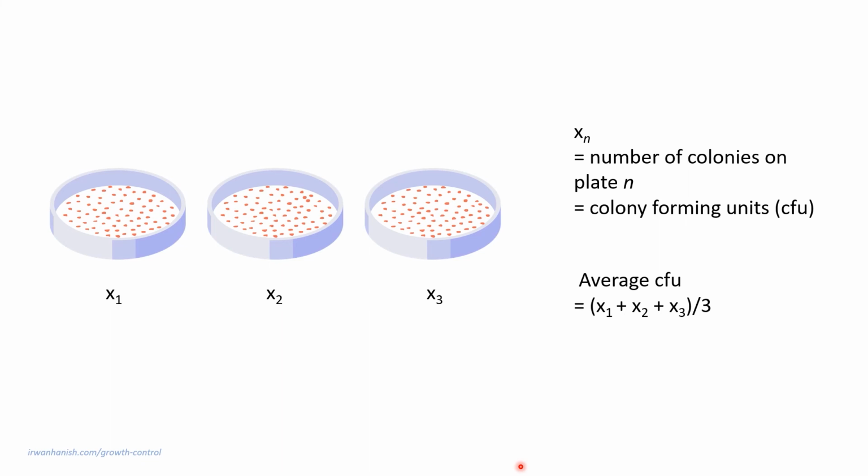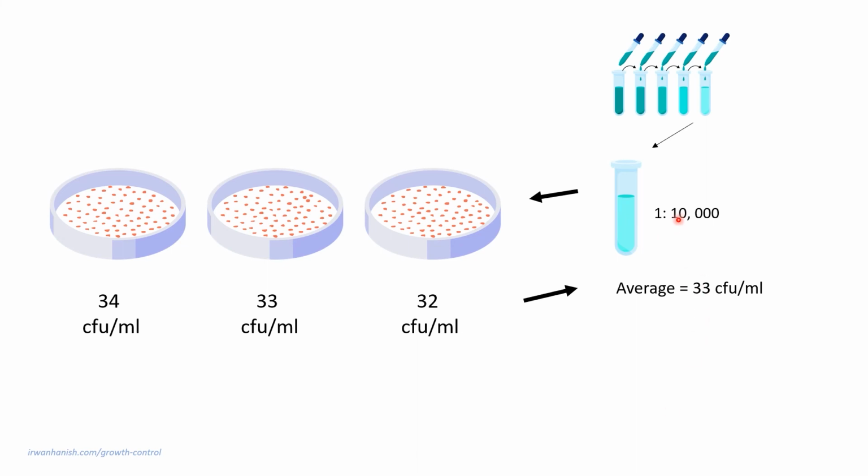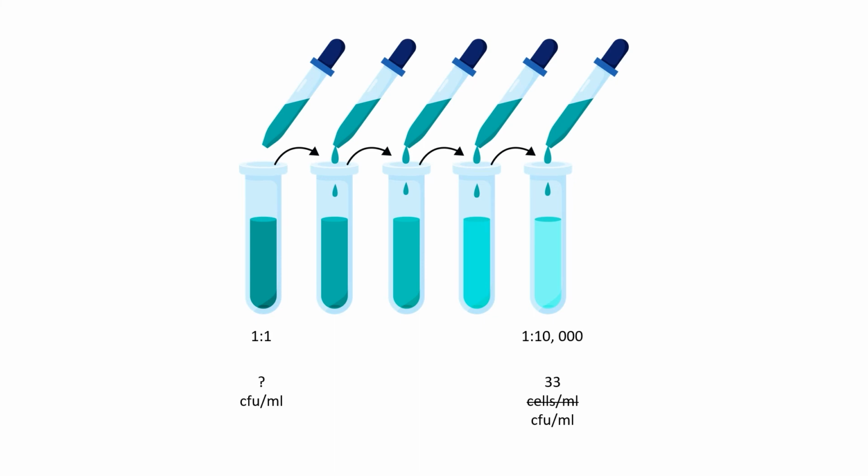And then whatever X number you get, you average it based on the number of your replicates. So if you use 1 in 10,000 dilution sample, and then you get 34 CFU for plate 1, 33 for plate 2, and 32 for plate 3, you'll get an average of 33 CFU for your 1 in 10,000 dilution tube. And now that you know you have 33 CFU per mL in that tube, remember, this is colony forming units. It doesn't mean you have 33 cells in there. So now you have 33 CFU in your 1 in 10,000 dilution tube.